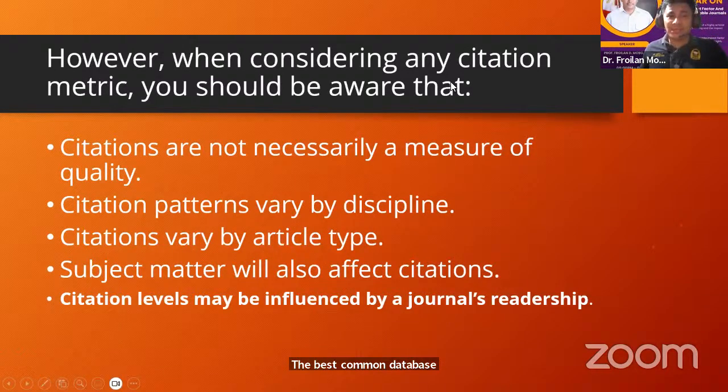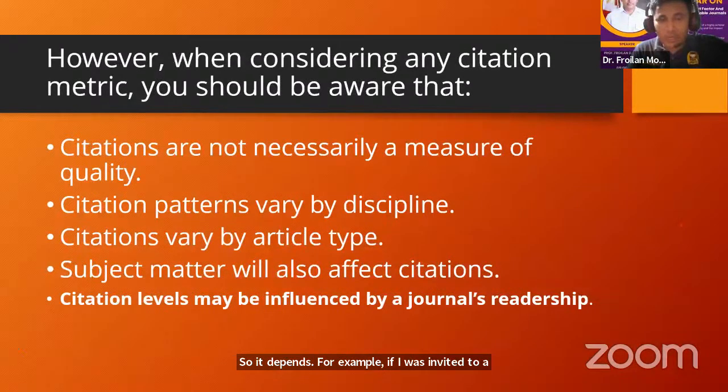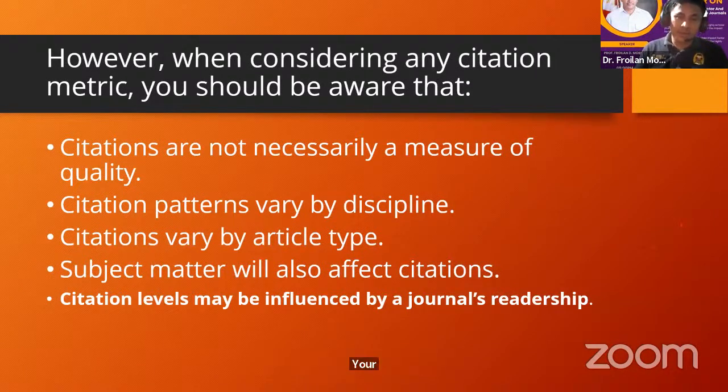However, when considering any citation metrics, you should be aware that citations are not necessarily a measure of quality. Okay? So take note of that. Citation patterns vary by discipline. So it depends, for example, if I was invited to a particular research forum, I have to make sure that the discipline they're using is either multidisciplinary, or they focus on one particular subject matter. For example, if that is ICT, guys. So it depends on the citation patterns by the discipline, and of course they vary by article type. So sometimes you will not be able to know that your article is already being considered. Okay, subject matter will also affect citations. Of course, that's really true.